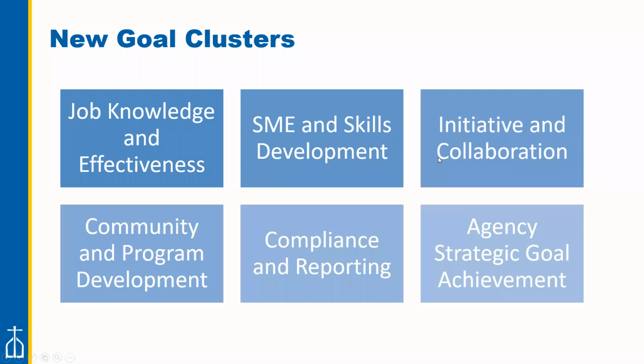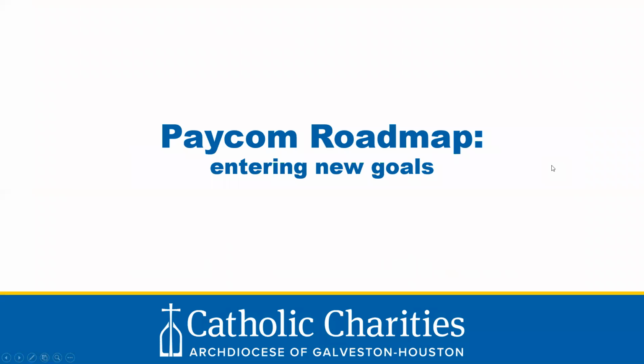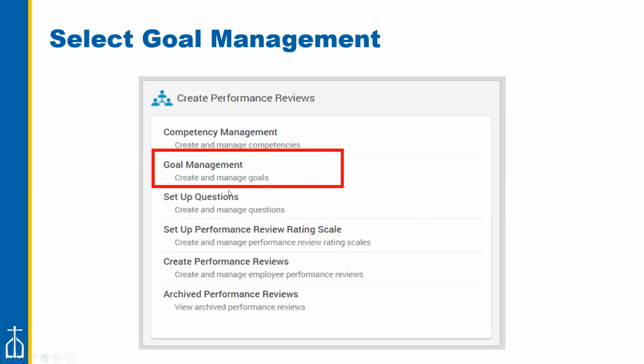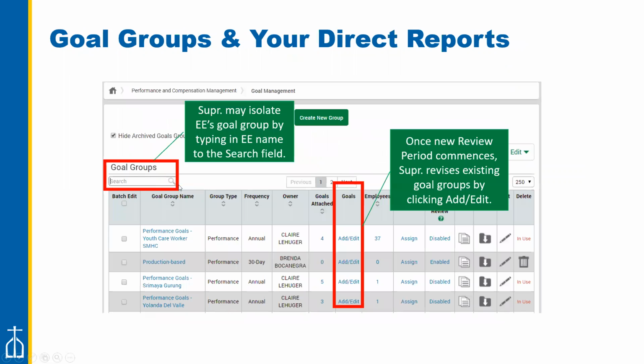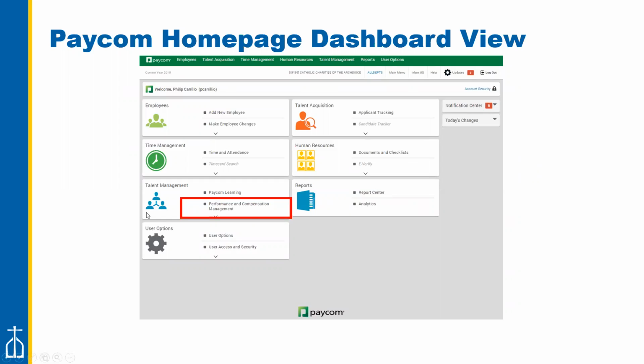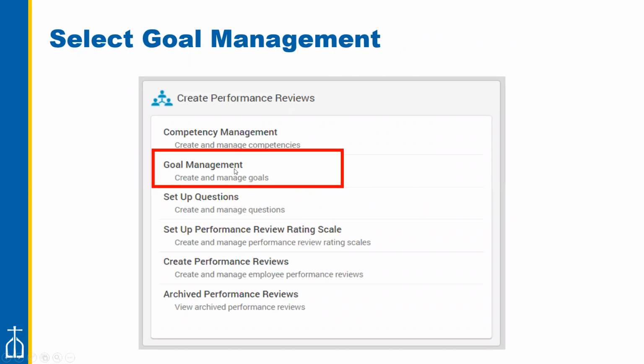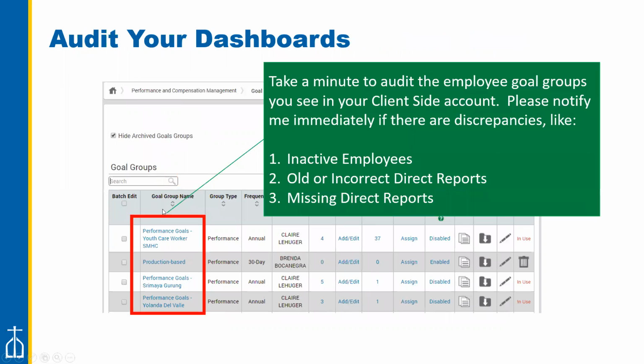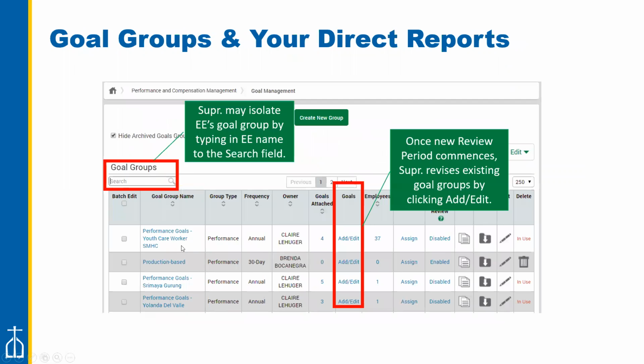Okay, so let's get back to the PowerPoint and move on to the next component. We have gone through the PAYCOM components already. As I said earlier, the roadmap is you start at your home page, you go to performance and compensation. Your next option is goal management. Then you can isolate, you can type in the name. If you have a ton of employees, you can type in their name and get down to their performance goal group. And then the next step is you add and you edit.